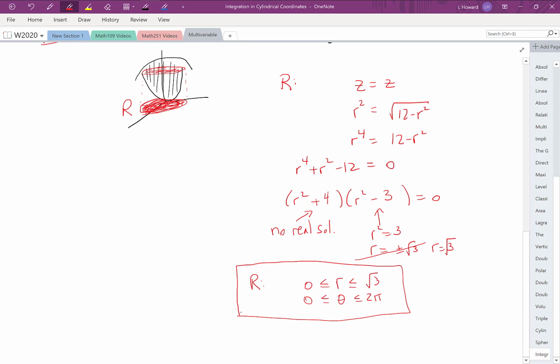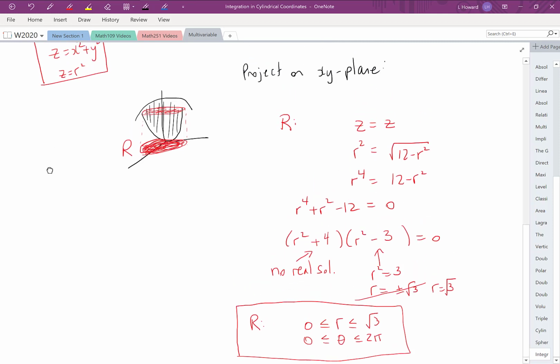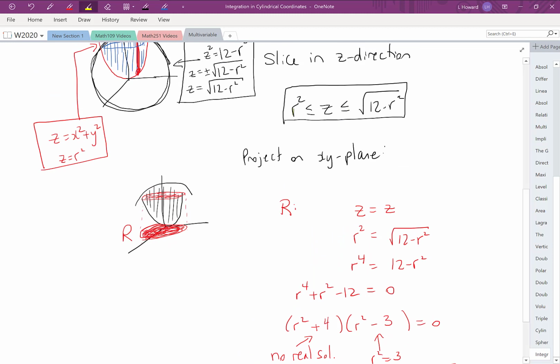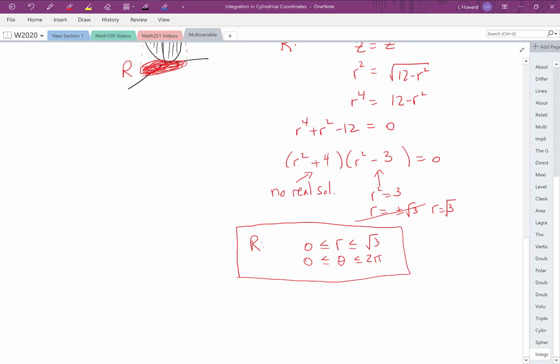So this is usually the hard part of the problem, is just getting our limits of integration set up for all our variables. So let's just scroll back for a second, see what we said for z. Remember, we figured out that z was going from r squared to root 12 minus r squared. We're going to use that in a second. And we have just now figured out our limits of integration for r and theta.